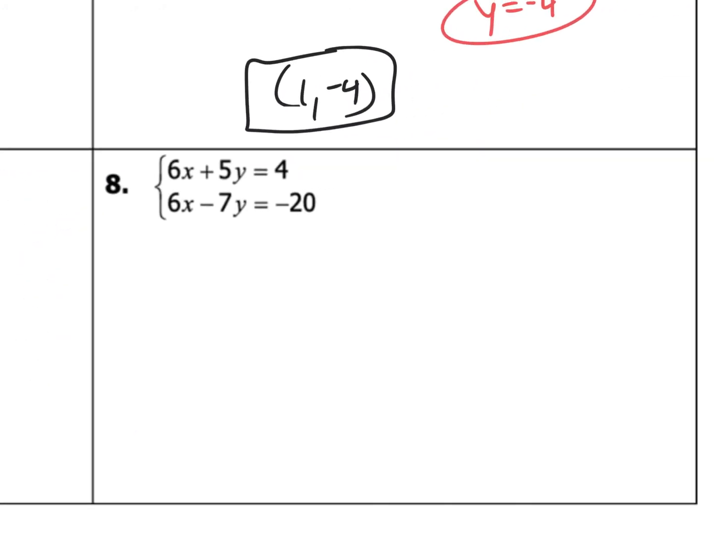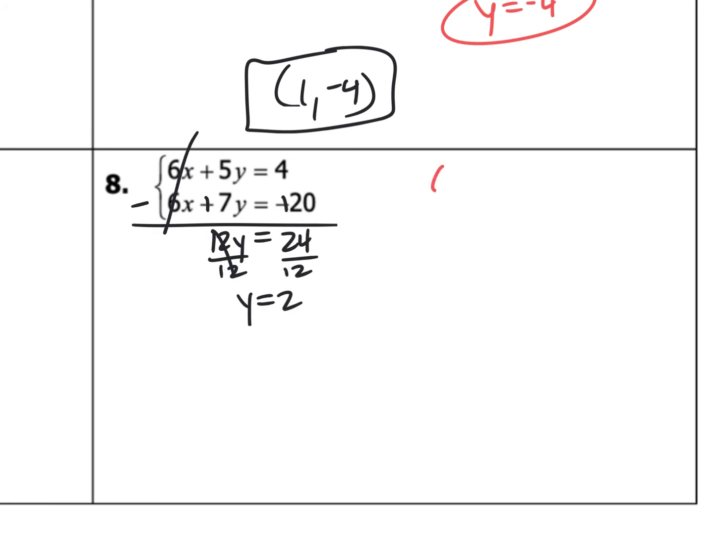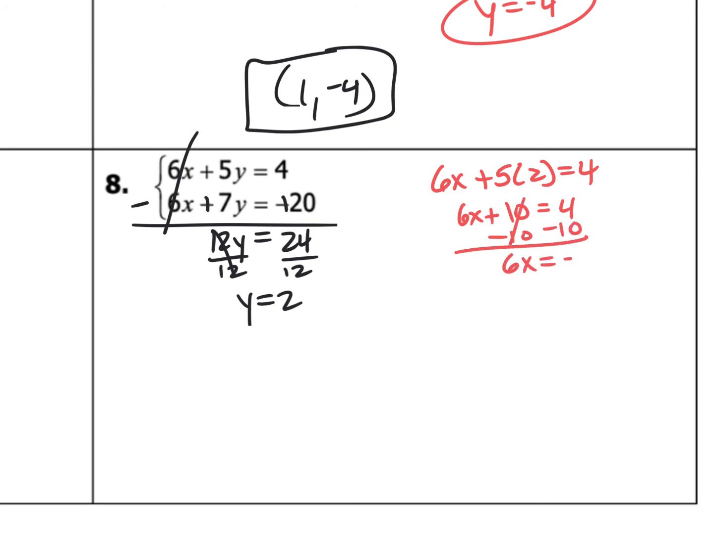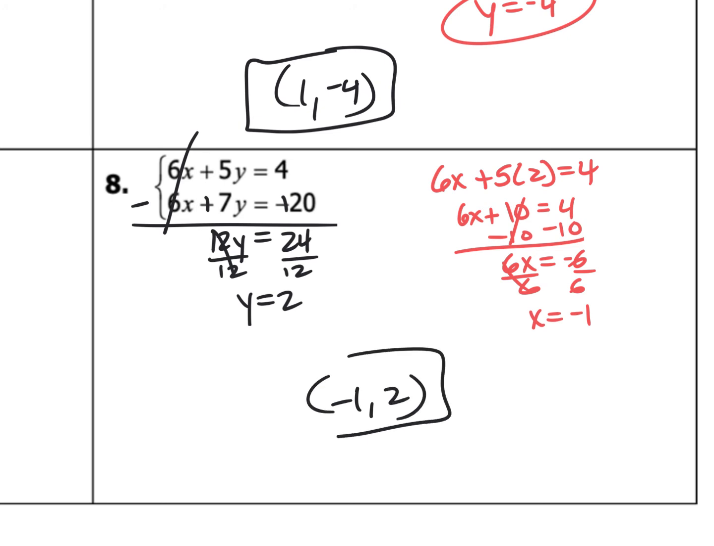Last one in this section, we have the x's with the same coefficient and the same sign, so I subtract and they eliminate. 5 minus negative 7 is like 5 plus 7. And 4 minus negative 20 is like 4 plus 20. Divide by 12, y equals 2. If y equals 2, then 6x plus 5 times 2 equals 4. 5 times 2 is 10. Subtract 10. Divide by 6. So my solution, negative 1, comma, 2.